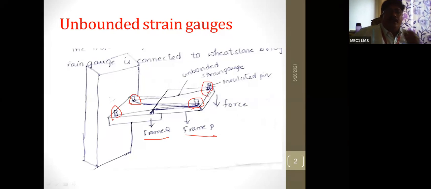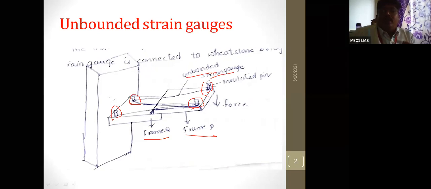And see here, these two frames are relative to one another, and an unbounded strain gauge wire of small thickness and small diameter has to be stretched over the insulated pins, like this. It bends here, goes from here to here, and then again bends at the next insulated pin, like that.